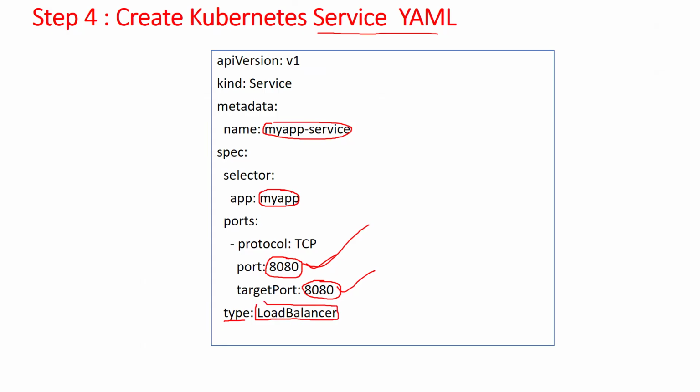We are running our application on Kubernetes in our local system. When you specify type equal to load balancer, you can access it using localhost. But if you run the same service in a cloud environment, it will create a load balancer URL for you. With that load balancer URL, you can access your application.